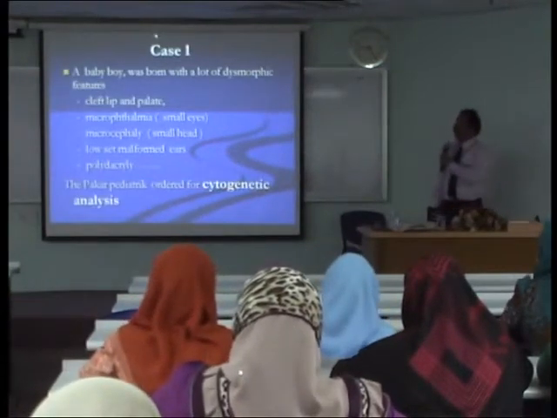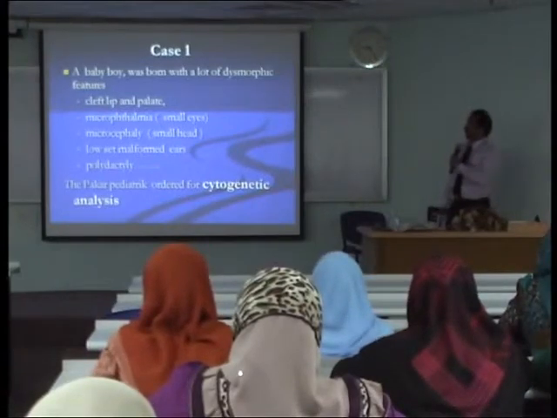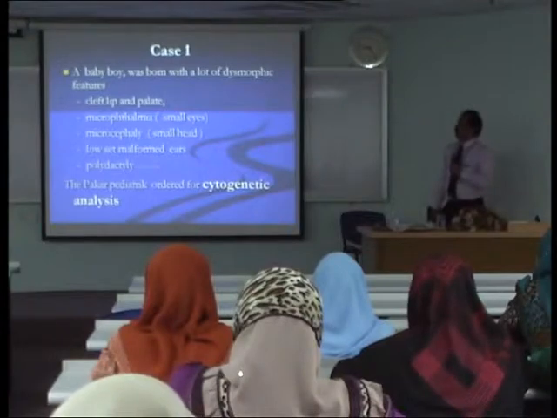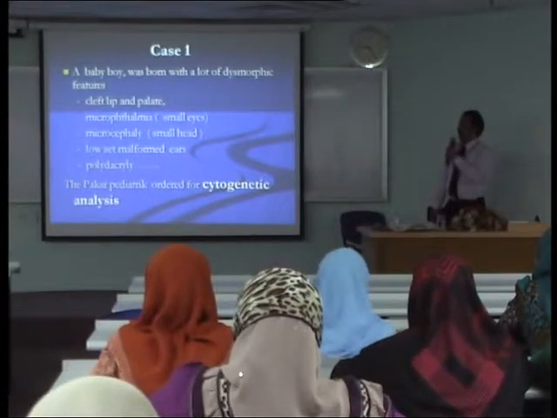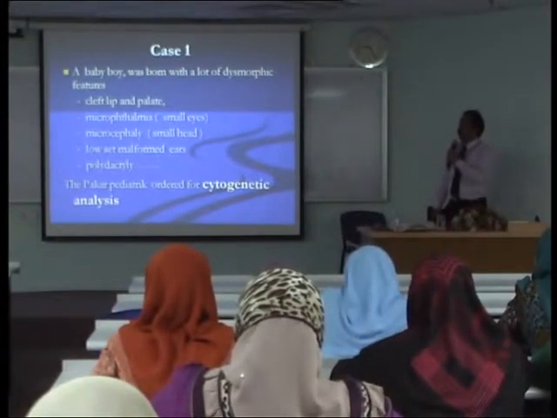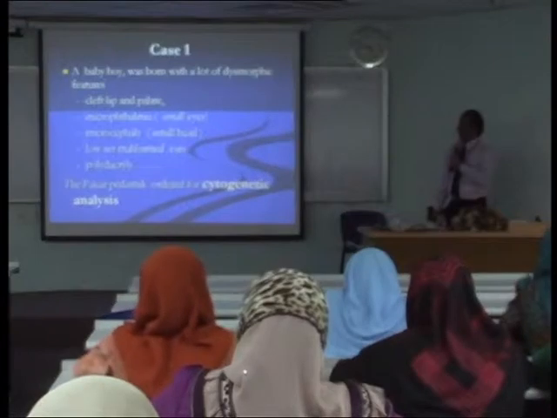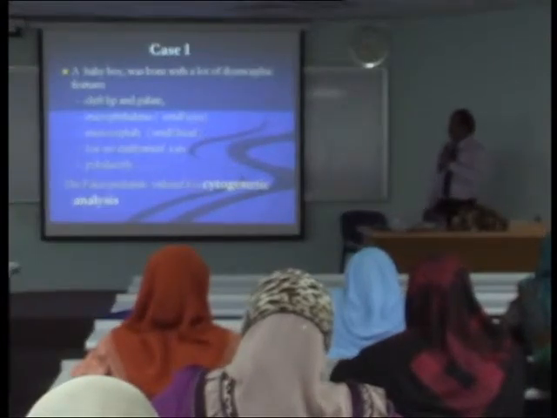So I will start my lecture by giving a scenario. A baby boy was born with a lot of dysmorphic features like cleft lip and palate, microphthalmia, that is small eyes, microcephaly, that is small head, low-set and malformed ears, and polydactyly. And immediately the pediatrician ordered for cytogenetic analysis.